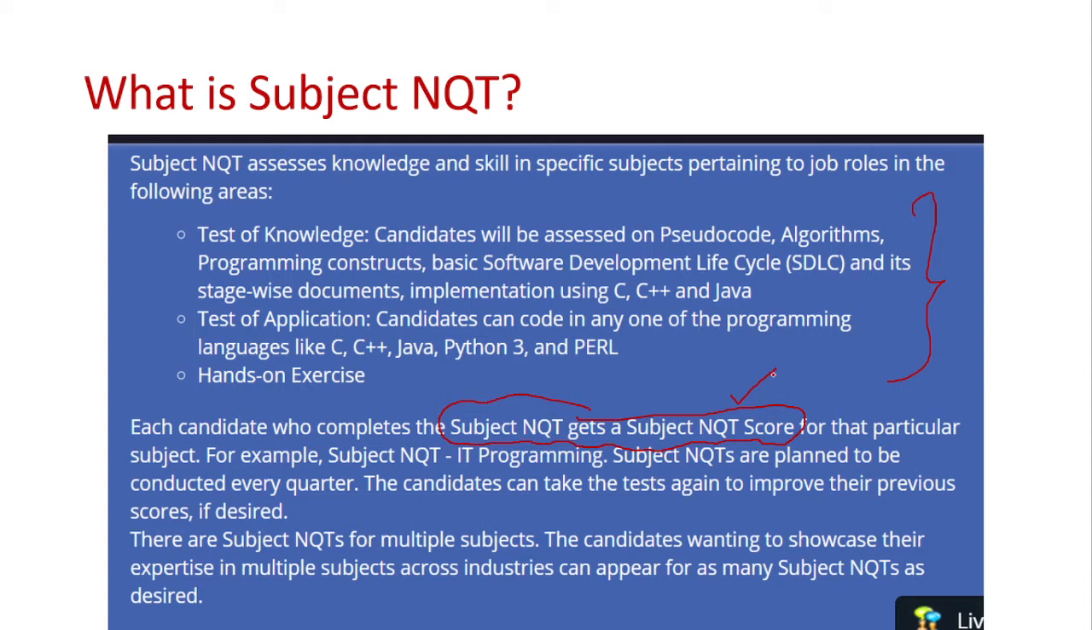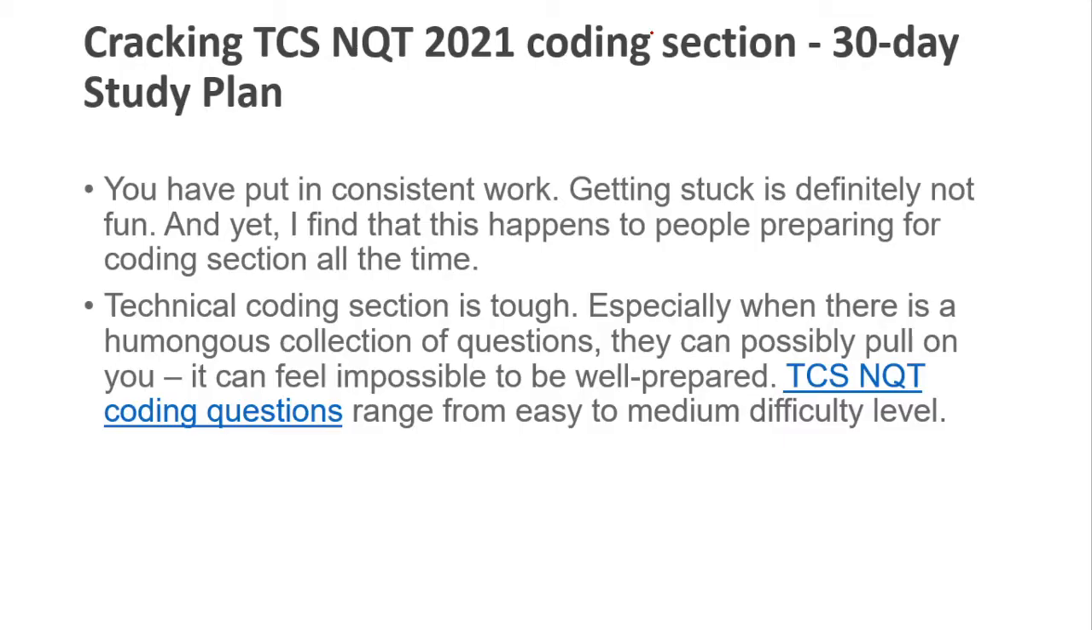The subject NQT is planned to be conducted every quarter, and candidates can take the test again to improve their previous score. It is similar to the cognitive skill test. If you scored less, you can choose only this particular module and improve your score. There are subject NQTs for multiple subjects, and candidates wanting to showcase their expertise in multiple subjects across industries can appear for as many subject NQTs as desired.